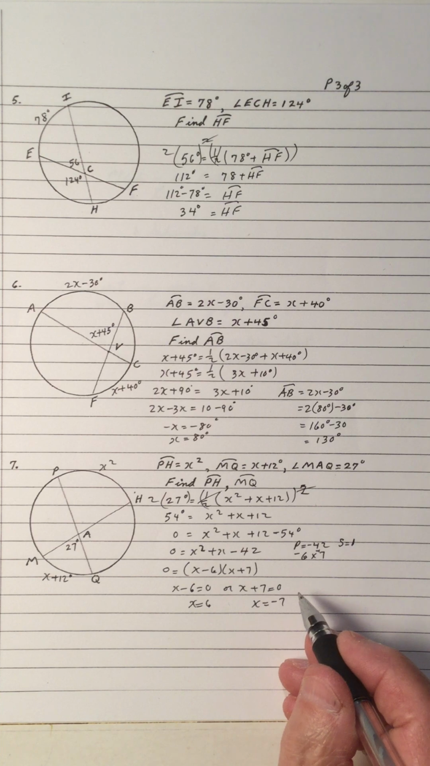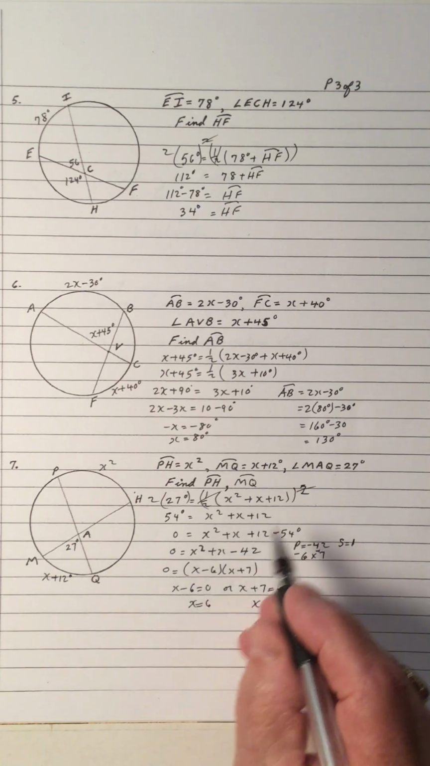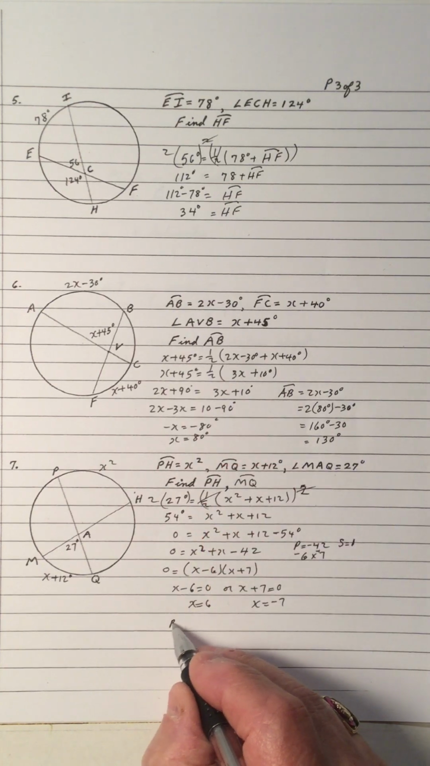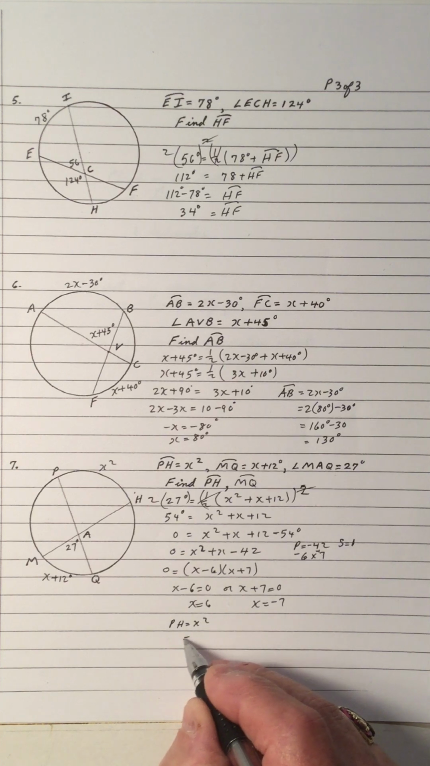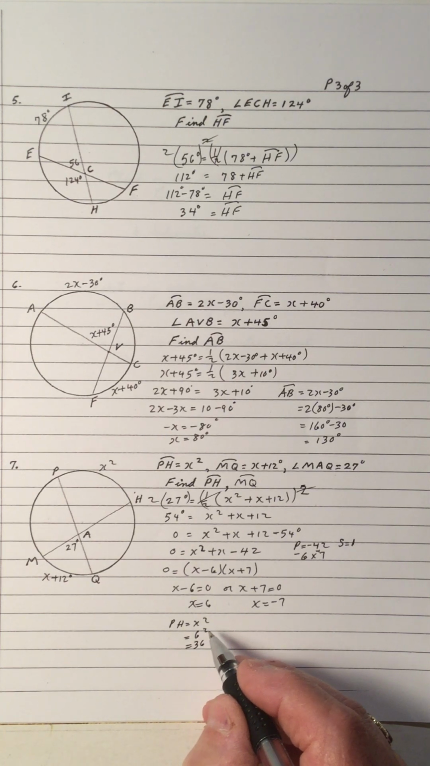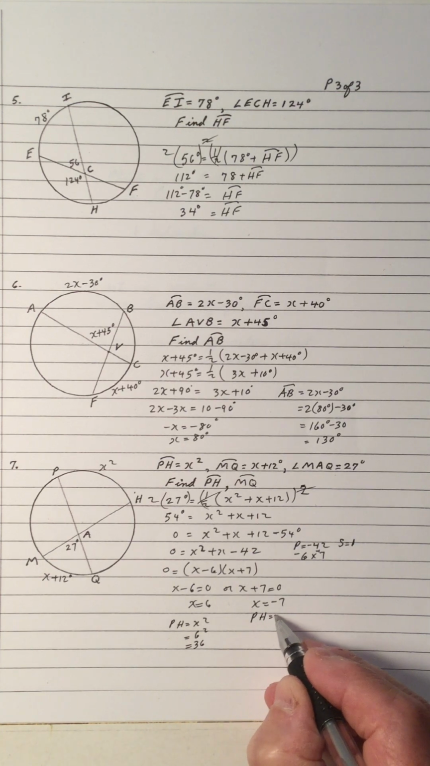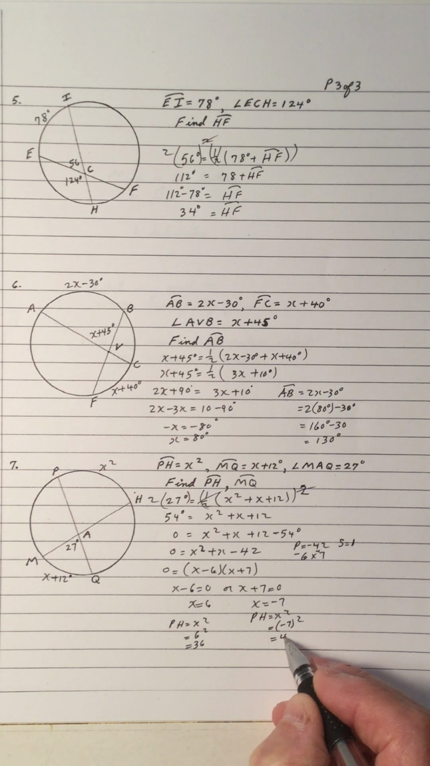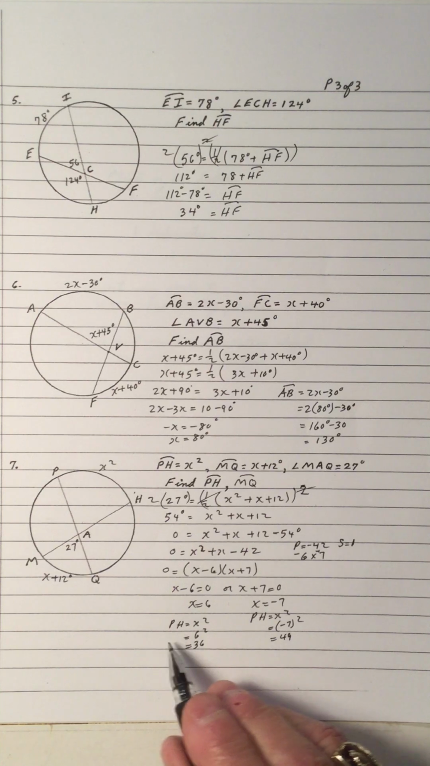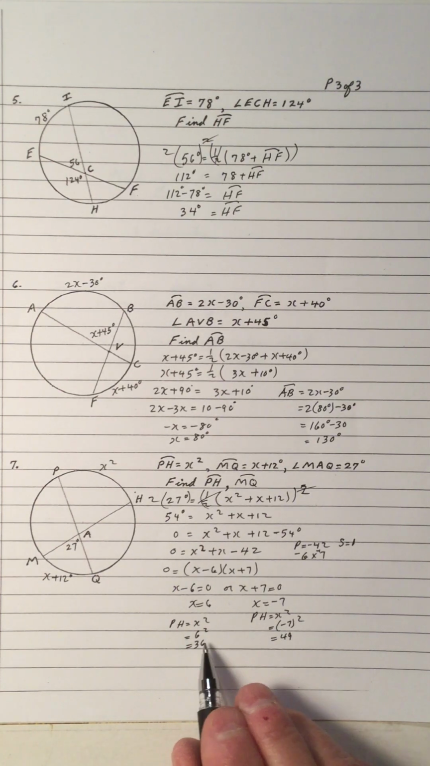So let's check if x is 6. So put 6 in here. So PH is x squared, so it's 6 squared, 36. And if x is negative 7, PH is x squared, so negative 7 squared is 49. So PH can be two different measures.